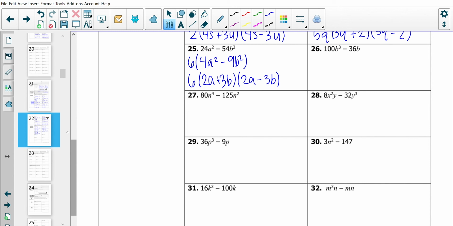Okay, on number 26. I can divide both these terms by 4, and there is a b in both of them. So 100 divided by 4 is 25, and you took a b out, so it's b squared. 36 divided by 4 is 9, and you took that b out. So you have 4b. When you break this up, you would end up with 5b, and the square root of 9 is 3. Okay.